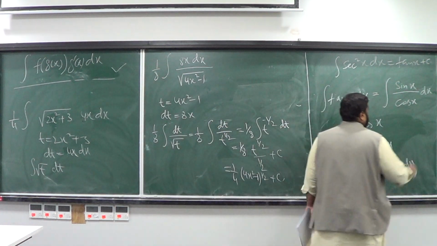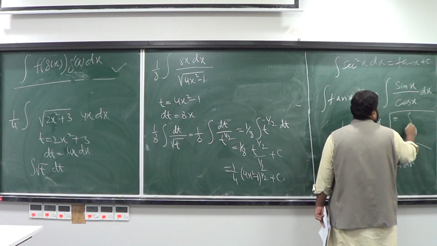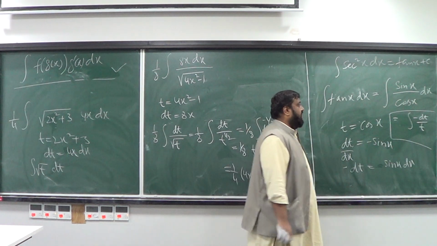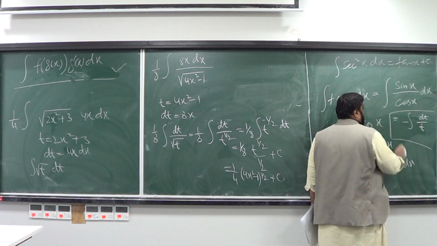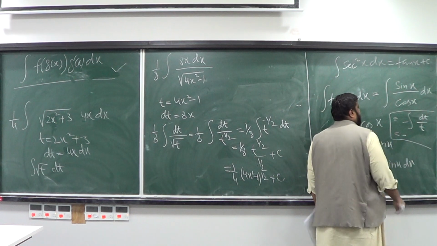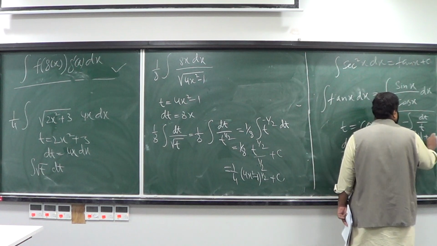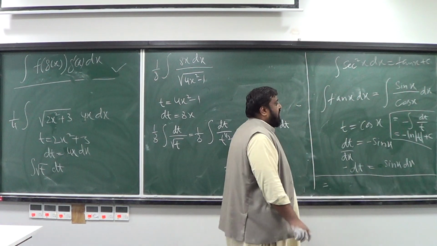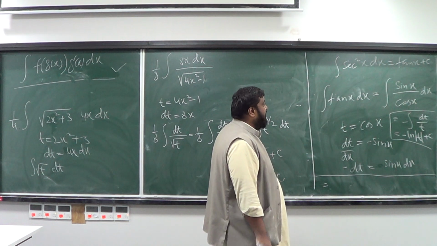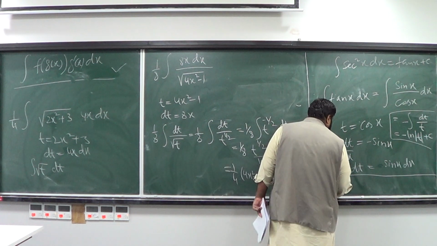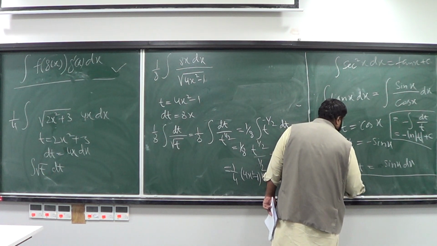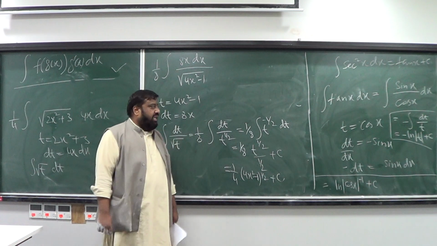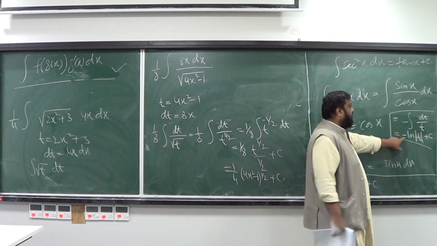So with this substitution, this integral will become negative dt by t. If you wish, you can take this negative outside, and the integral of this is going to be negative log of absolute t plus constant c. Okay? This is what you're going to get. So negative log of absolute t, where t is cosine x, you can write as log of absolute cosine x to the power minus 1 plus c.